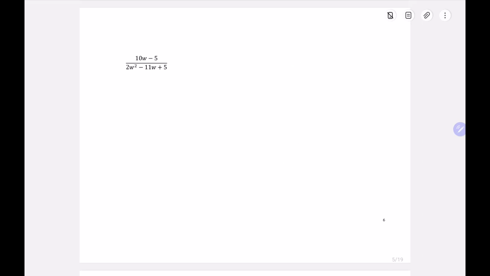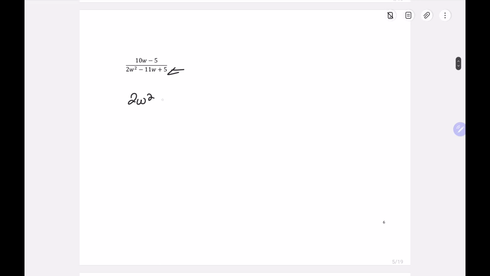So now we're given 10w minus 5 all over 2w squared minus 11w plus 5. Since we want to know where it is undefined, we would take our denominator, set it equal to 0, 2w squared minus 11w plus 5 equaling 0. And since we want to know how it factors, we could use the AC method, and we would see that it would be negative 10 and negative 1. Pulling those apart, we get 2w squared minus 10w minus 1w plus 5 equaling 0.